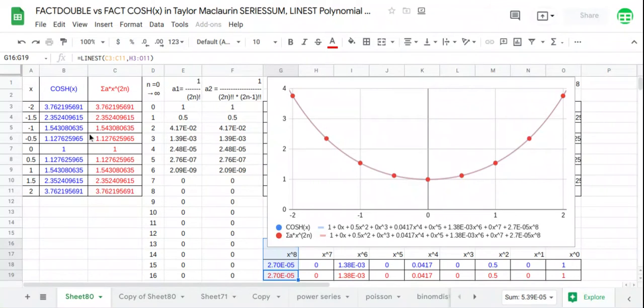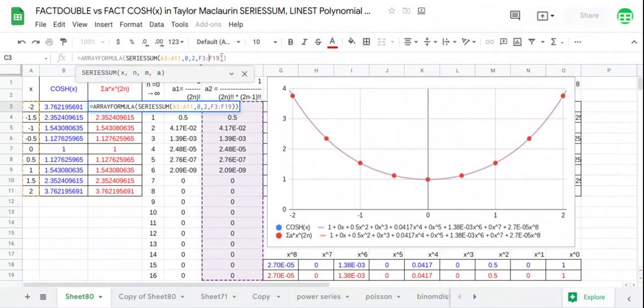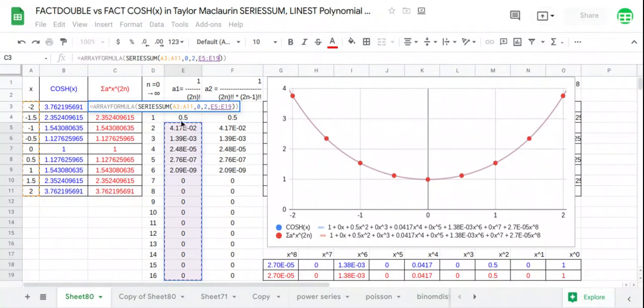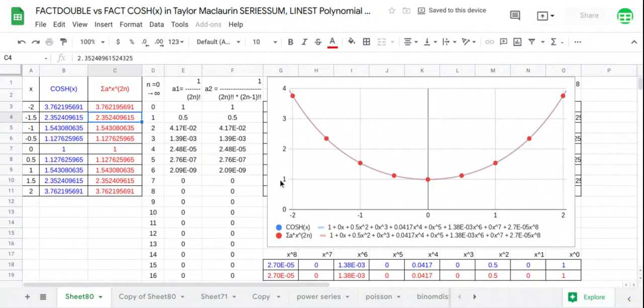That's because here, in the expansion, we're using the double factorial. Suppose we use the factorial. Let's use the factorial. And enter. You still get the same polynomial regression coefficients. The polynomials are still the same, the trend line is still the same, and the datasets, they're still the same.